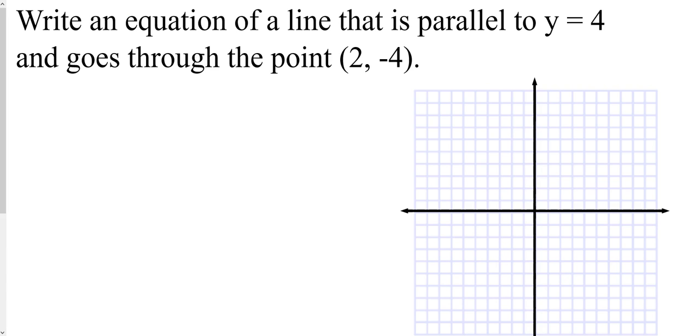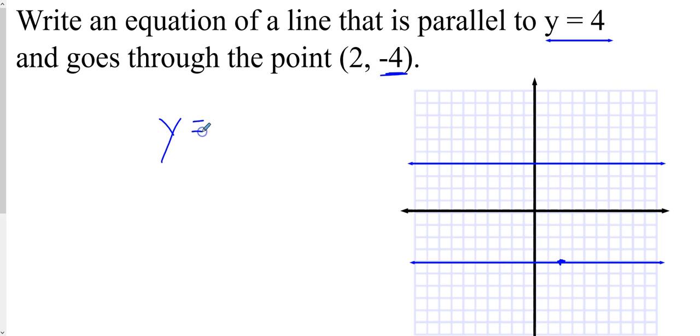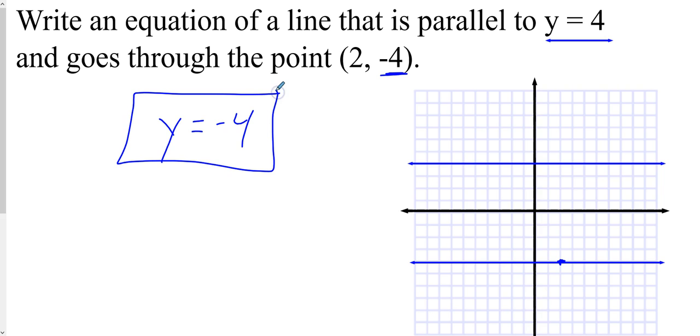Write an equation of a line that is parallel to y equals 4 and goes through the point 2, -4. So let's start off by graphing y equals 4. So I go up to 4 on my y-axis and I draw a horizontal line, because Hoy-Vux, H-O-Y, so y equals a number, is a horizontal line. So I'm going to graph the point 2, -4 here on my graph. In order to be parallel to it, it would have to be a horizontal line itself. So we can see that that's going through at -4 on the y-axis. So I simply write down y equals -4, and we're done with that problem.